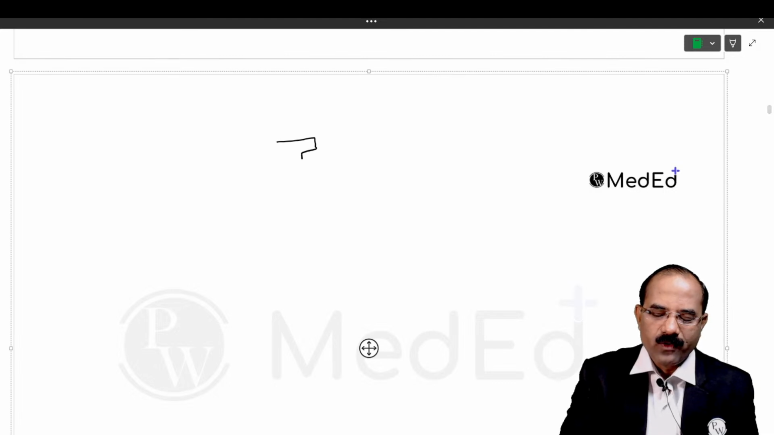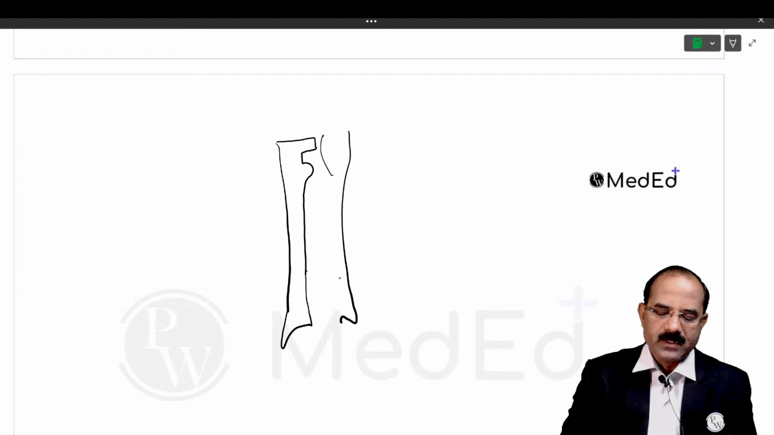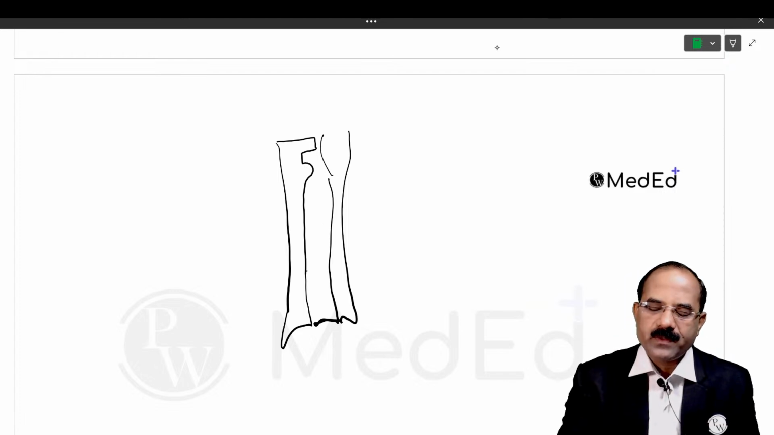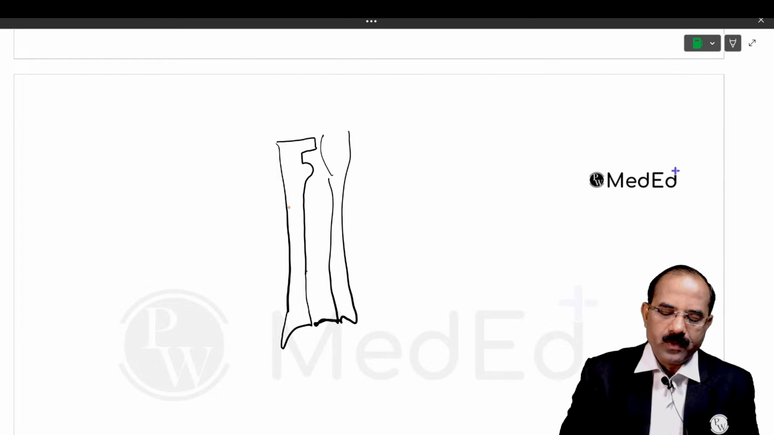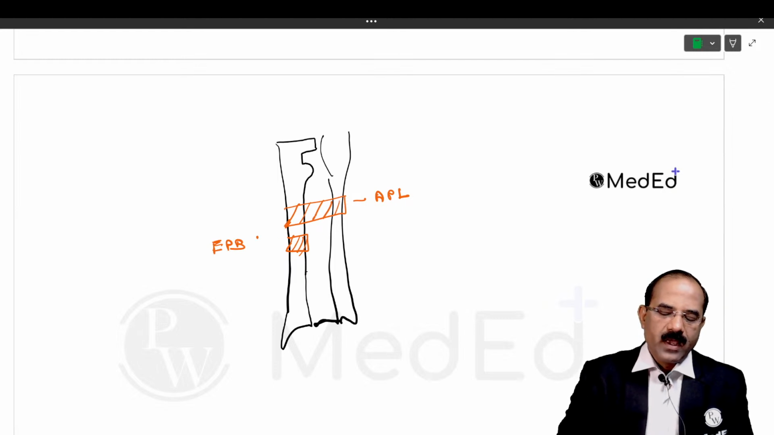That's the radius, head of the radius. This is the neck of the radius. That's the shaft of the radius. Students, what's this? That's the styloid process of the radius. That's the ulna here, and that's the styloid process of the ulna. Now, this is the dorsal aspect, the posterior aspect. This is a muscle which begins from both radius and ulna. It is the abductor pollicis longus. This is a muscle which begins from the radius. It is the extensor pollicis brevis.